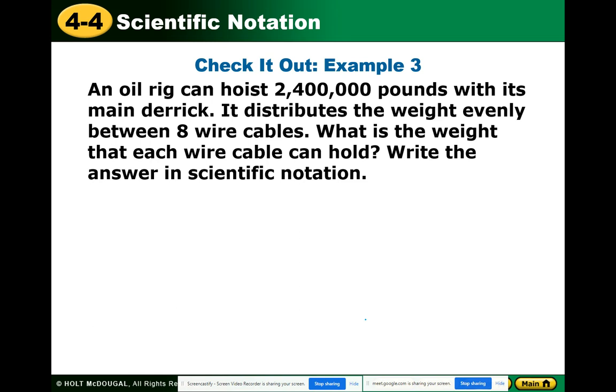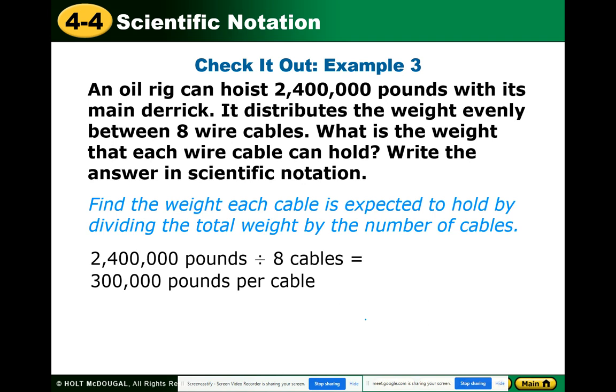Now, an oil rig can hoist 2,400,000 pounds with its derrick, which is the name for the stabilizer. It distributes the weight evenly between 8 wire cables. What is the weight that each wire cable can hold? Write the answer in scientific notation. So they're going to make you do the math. Oh, 300,000 is what we're going to turn into scientific notation.